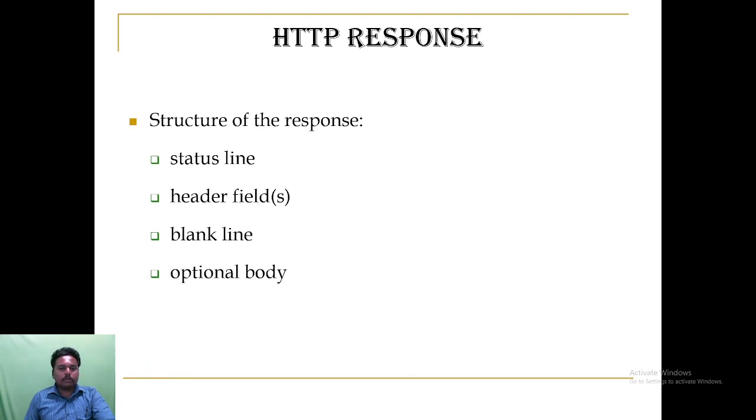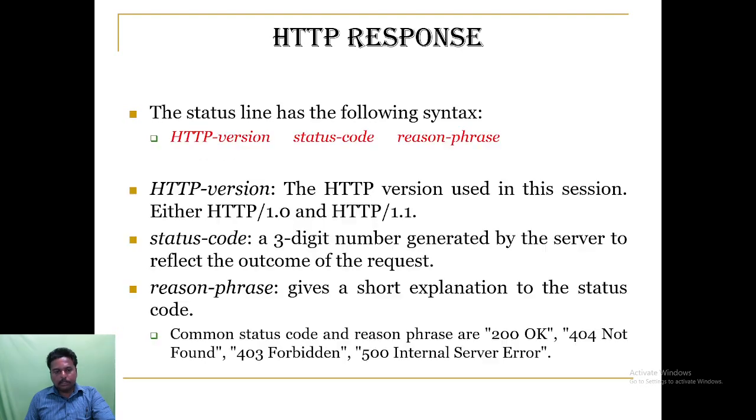Important: two more questions on the HTTP response. The structure of the response is status line, header fields, blank line, and optional body. What are we going to see? HTTP version, status code, and reason phrase. The HTTP version used in this session may be 1.1 or 1.0. But the last point you have to note is the status code: 200 is okay, 404 not found, 403 forbidden, 500 internal server error.